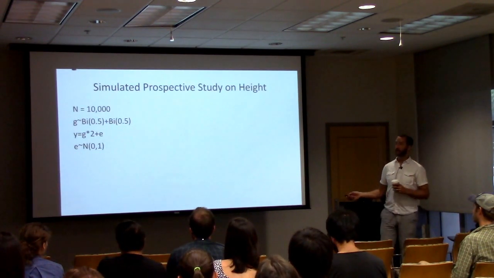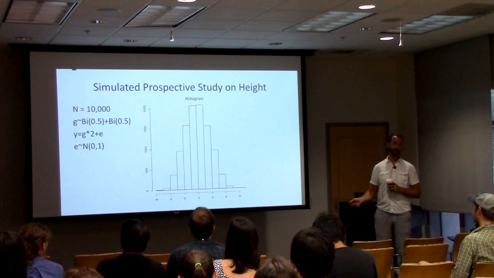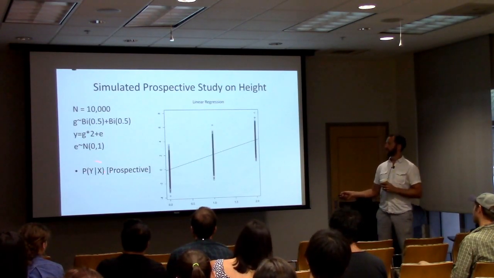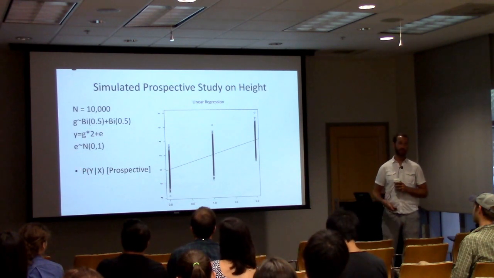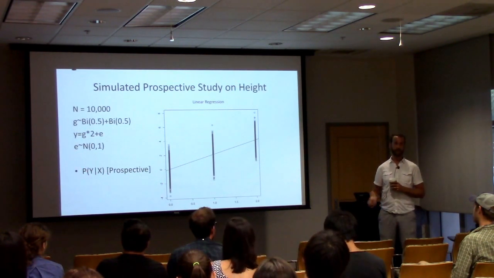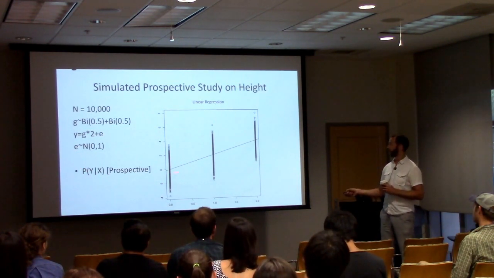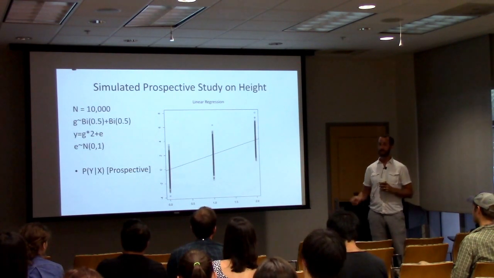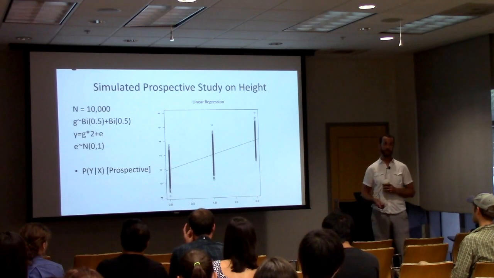So we take the data and we make some histogram that looks really pretty, and we compute this probability of y conditional on x. So we do prospective likelihood, just linear regression, and we see this slope, and we can compute a statistic over this, or we can measure the effect size.